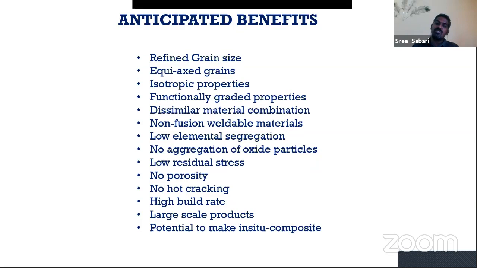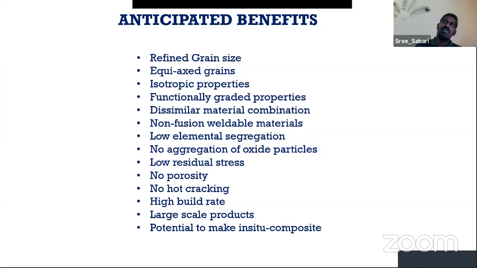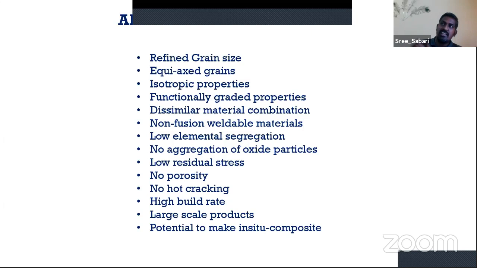Then low elemental segregation, it is related to casting, or it is related to welding. You may be aware about that. And no aggregation of oxide particles. This is also a problem of melting of material. Lower residual stress. Because of this localized melting of material, there is an inducement of residual stress. And in this process, you are not going for very high temperature, so the amount of heat experienced by the material is very low, so that you can get a lower residual stress.